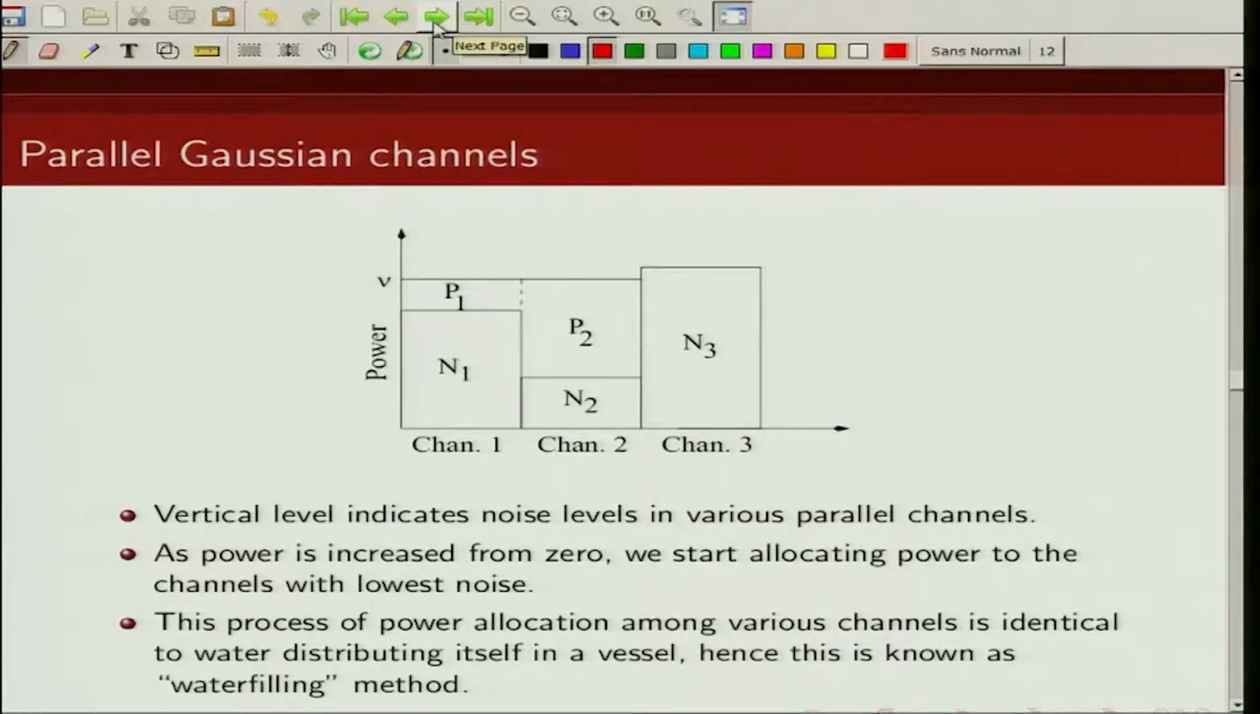So you can see here from this example, if my mu was this, then I would have allocated power P1 here, which is less than the power I allocated to channel 2, which is P2, and I am not allocating any power to channel 3. So this is known as water filling. This way of power allocation is known as water filling, because this is precisely the way water would fill if you have things kept in a bucket at various heights.